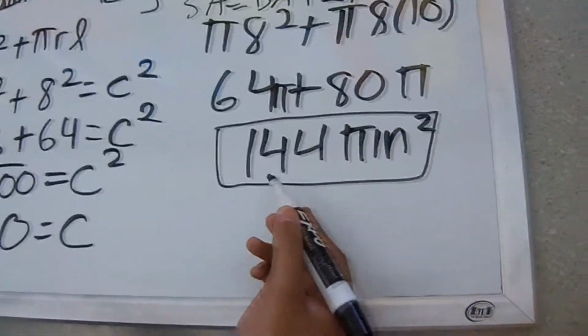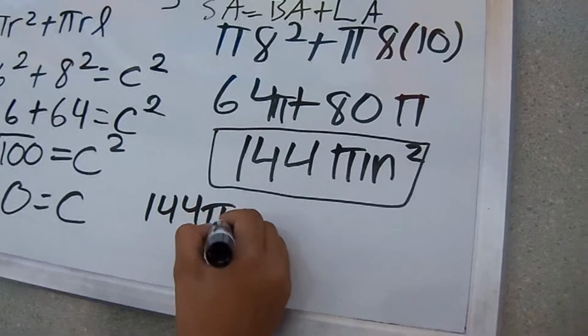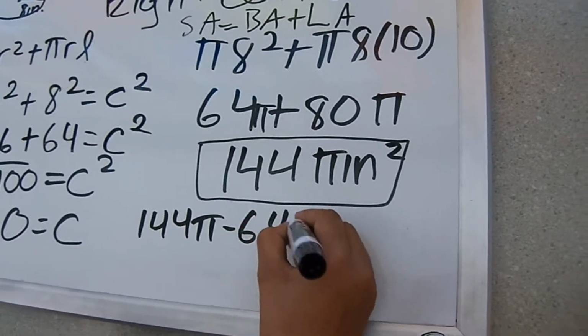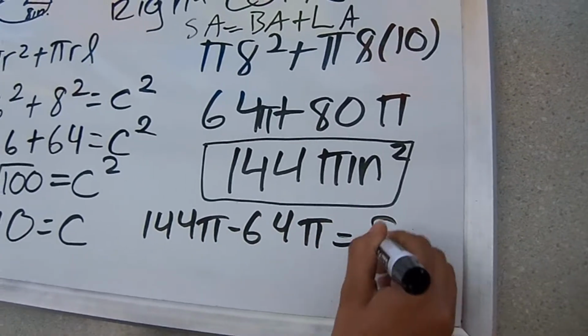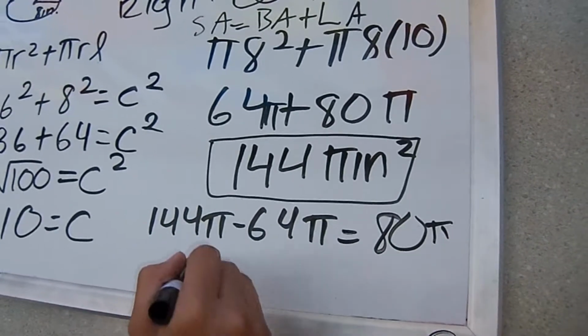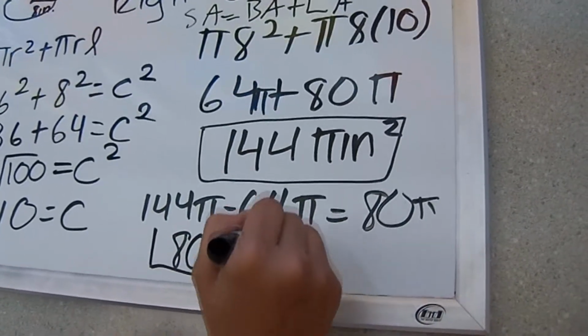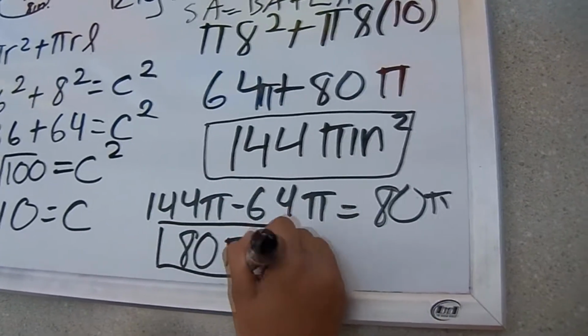So then you just subtract 144 pi minus 64 pi, and you would get 80 pi. So the answer for the lateral area is 80 pi inches.